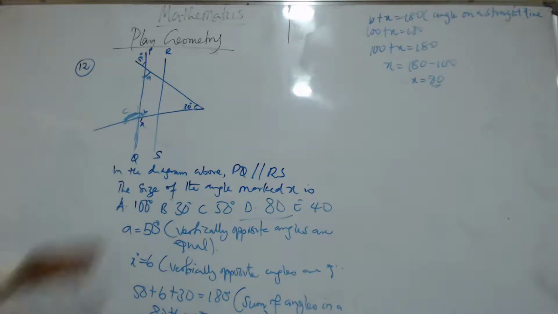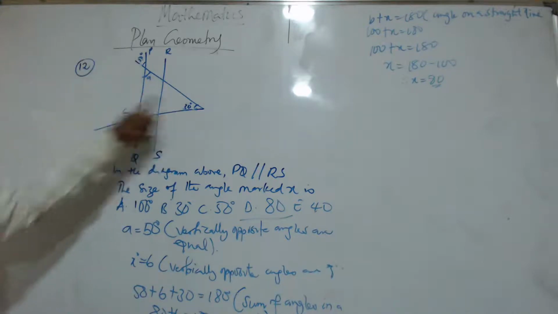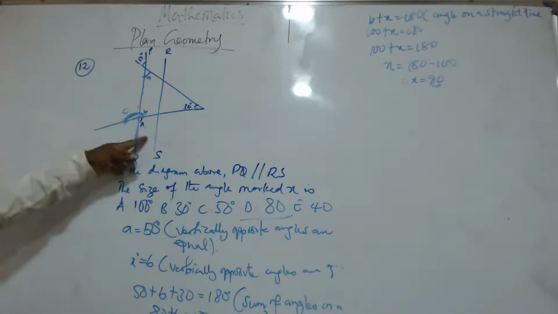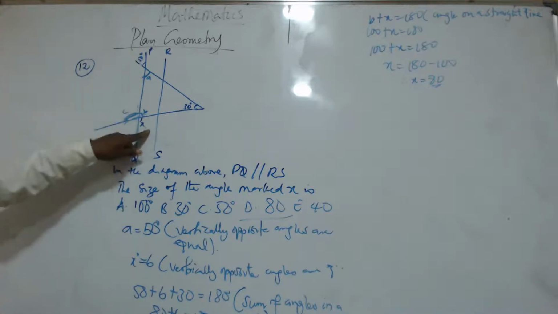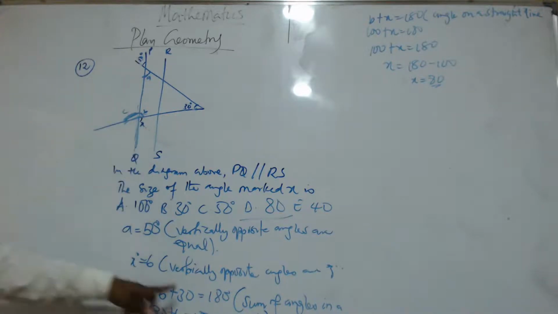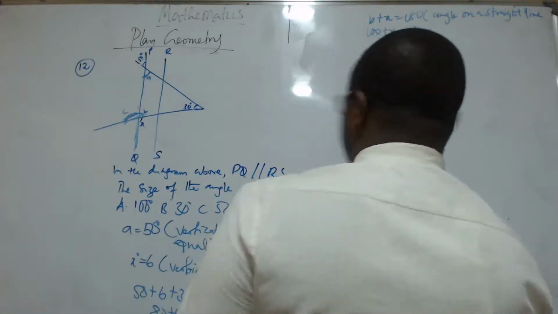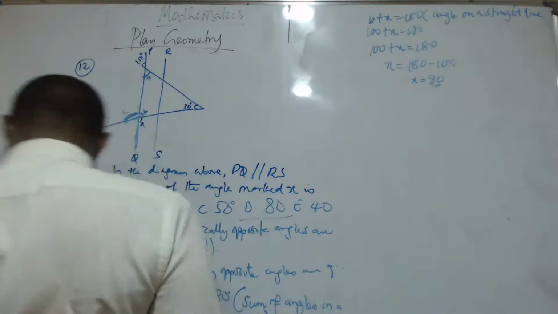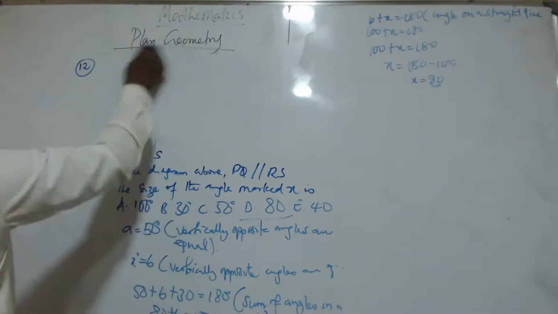If you don't want to go through this way, you can solve it like so: 30 plus 50 will give you 80, and vertically opposite angles are equal. So since this angle here is 80, therefore my X is also 80, which is correct. That is among the options given to us. Having known that, let's proceed. Let's see more examples on that.